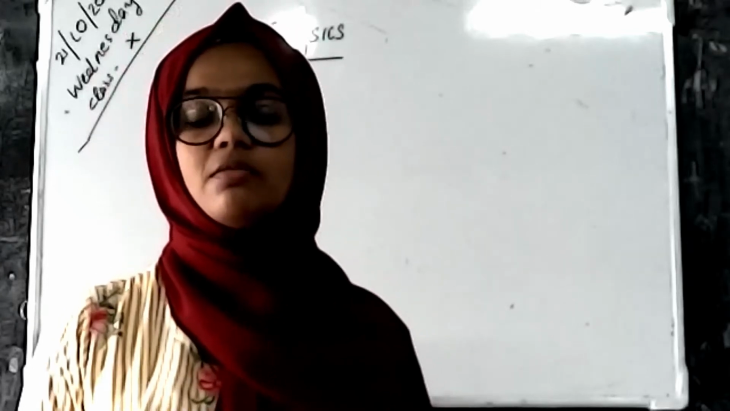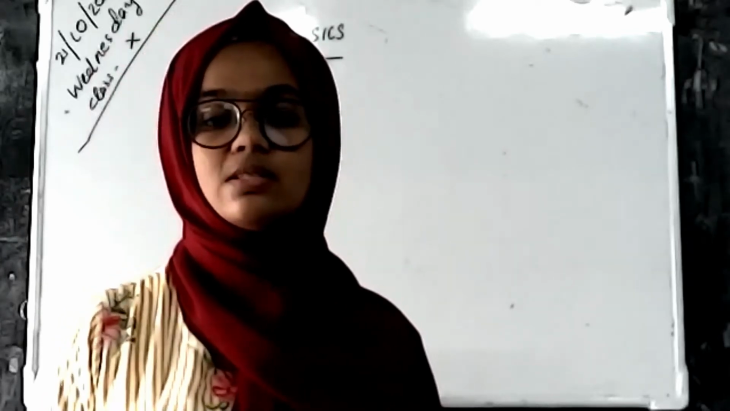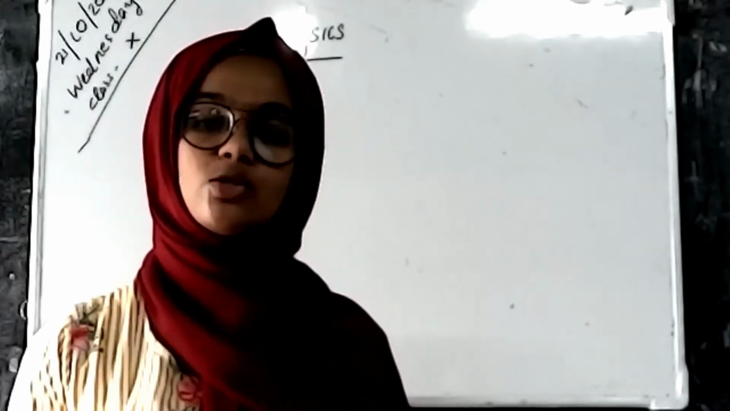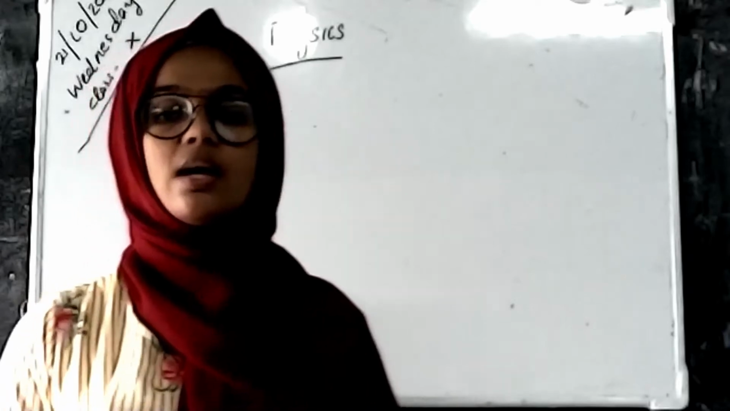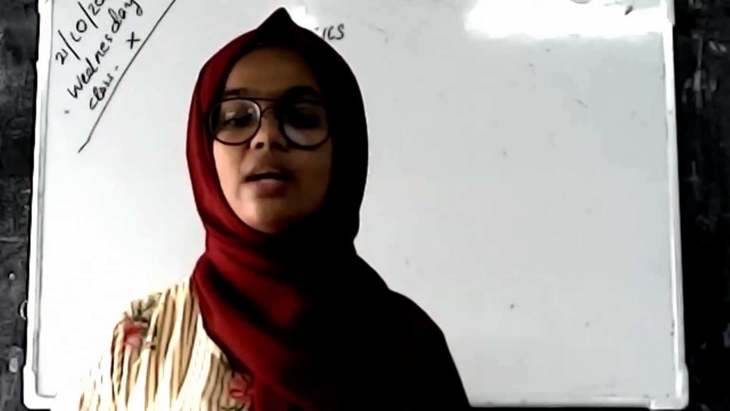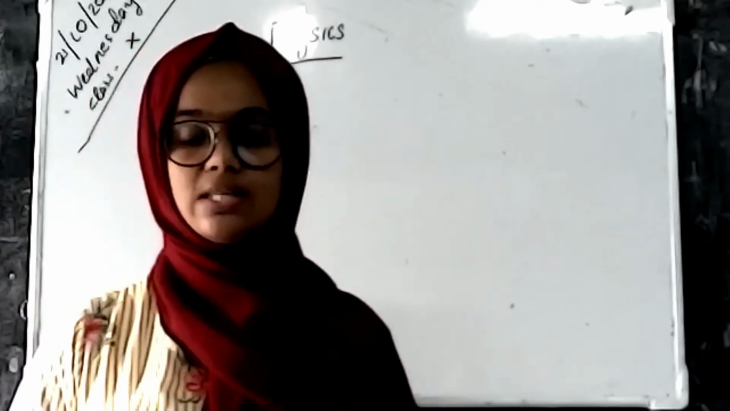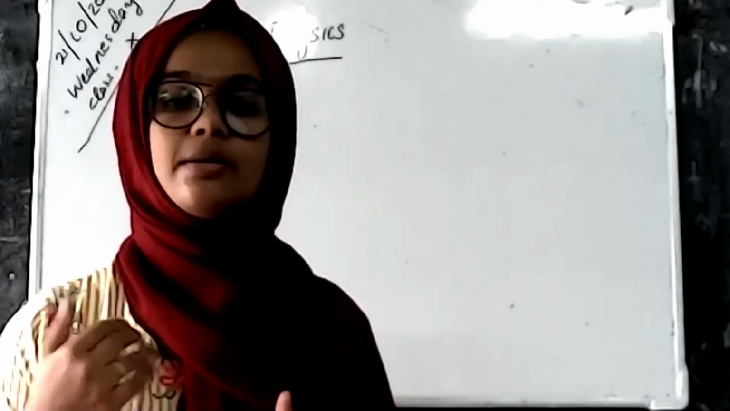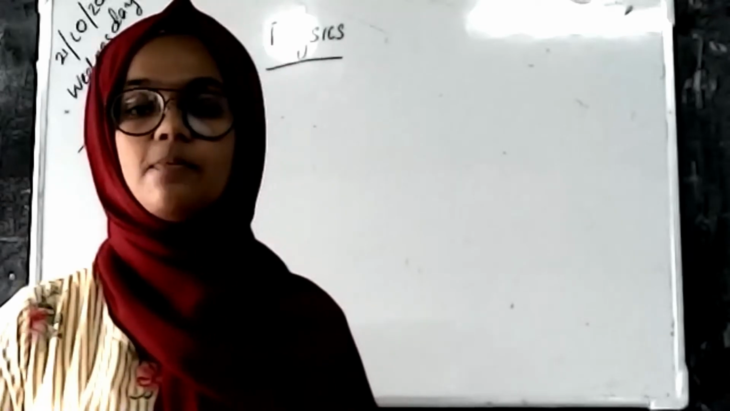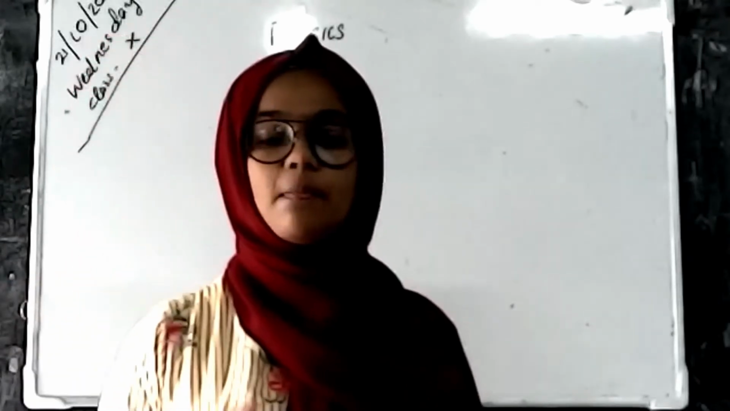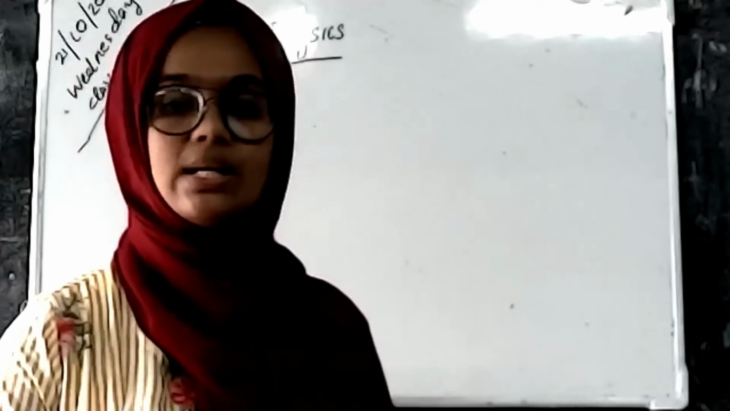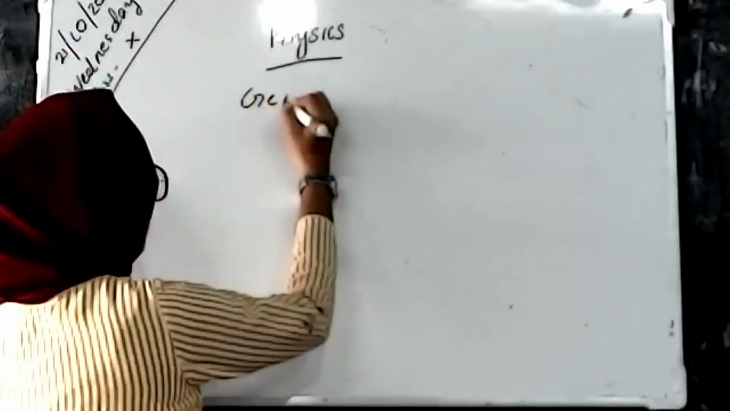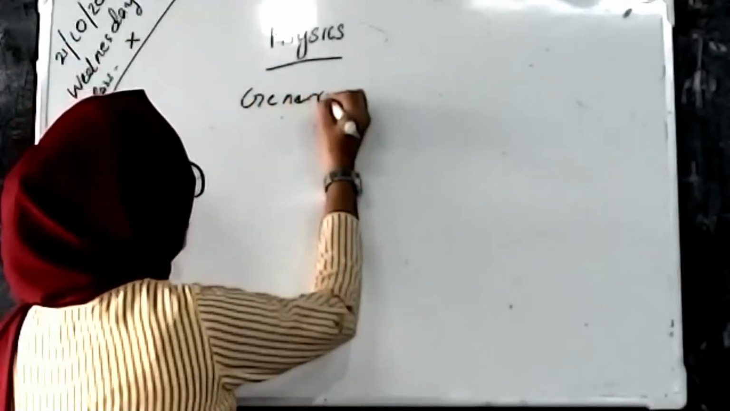In this chapter, we are discussing the next topic, that is the generator. In the previous class, we discussed what is electromagnetic induction, Fleming's right hand rule, and what is AC current and DC current. Based on AC current and DC current, that is alternating current and direct current, we are going to discuss the generator. What is a generator? What is the use of a generator? And how does a generator work?